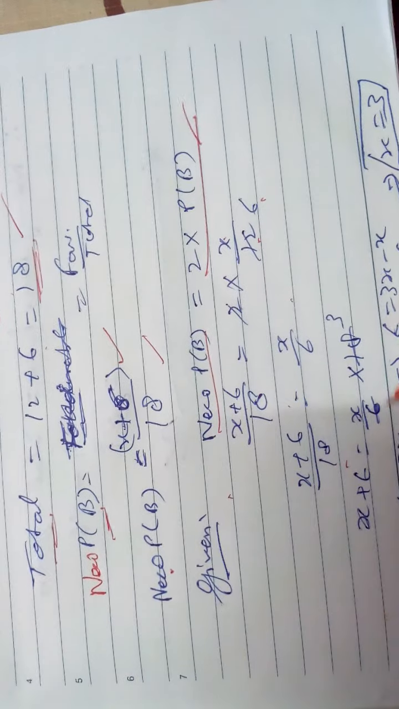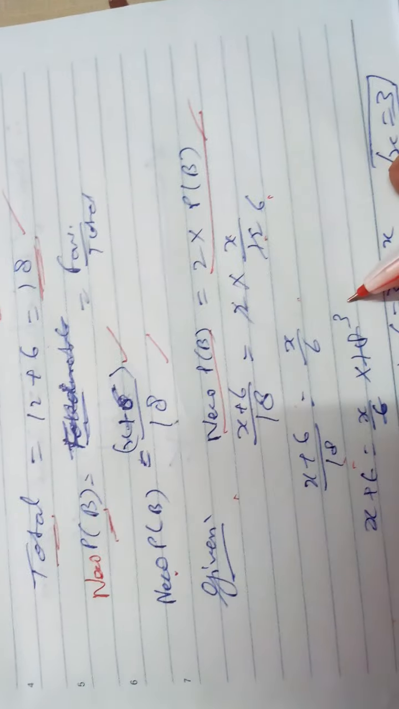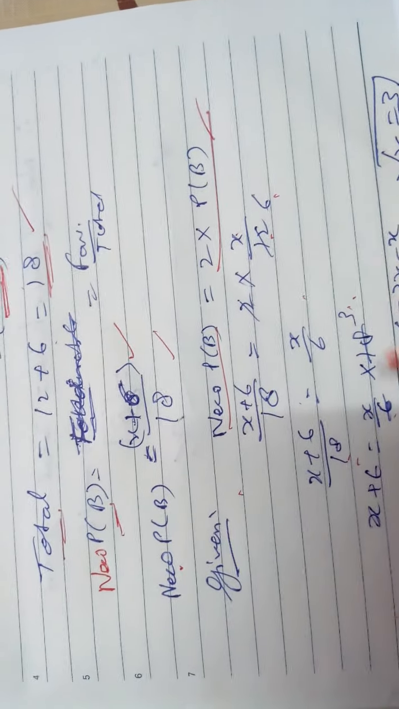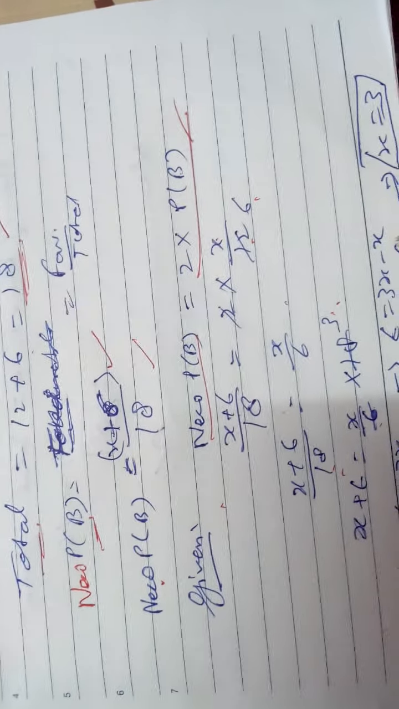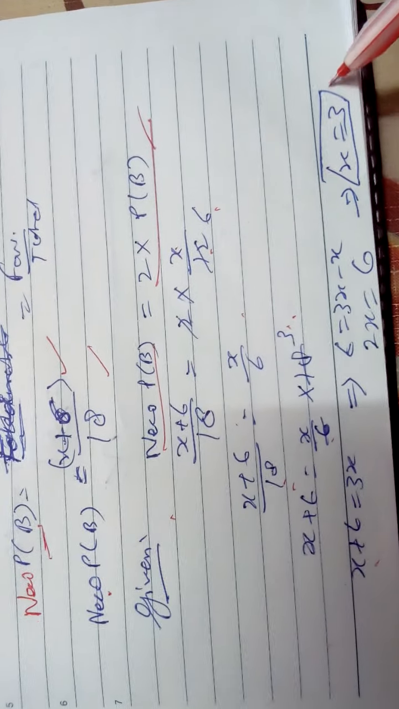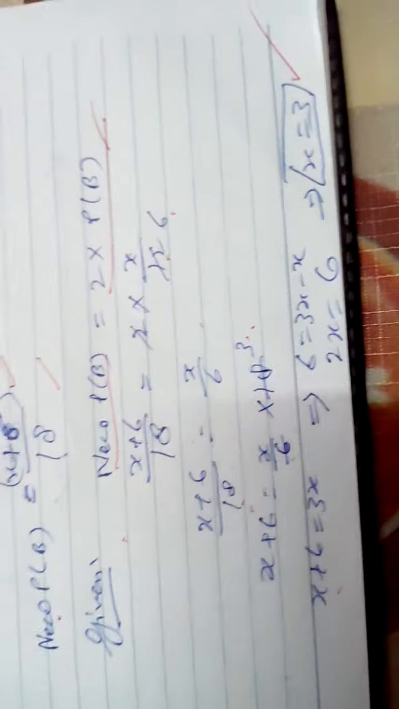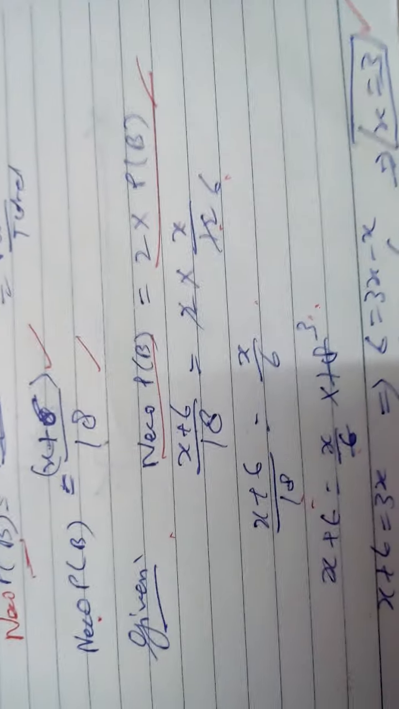18 that side. Divide, change into multiply. 6 times 3 is 18. 3x. 3x minus x, 2x. Then x is equal to 3. So x, the number of black balls, is 3, and the probability in the first case is x by 12.